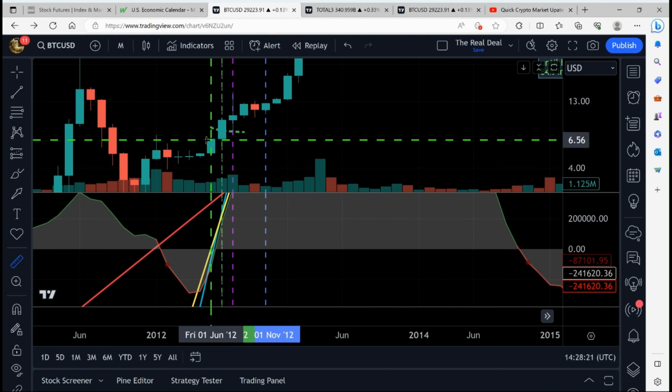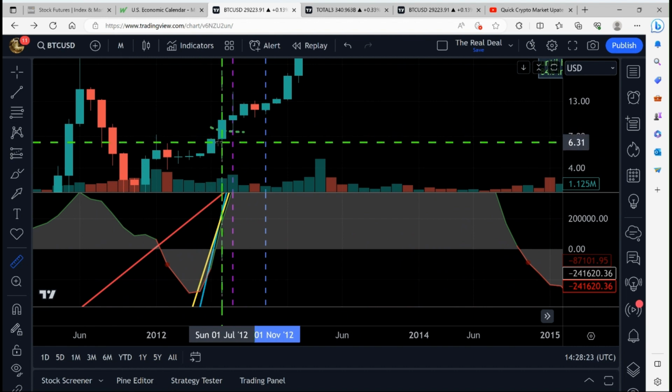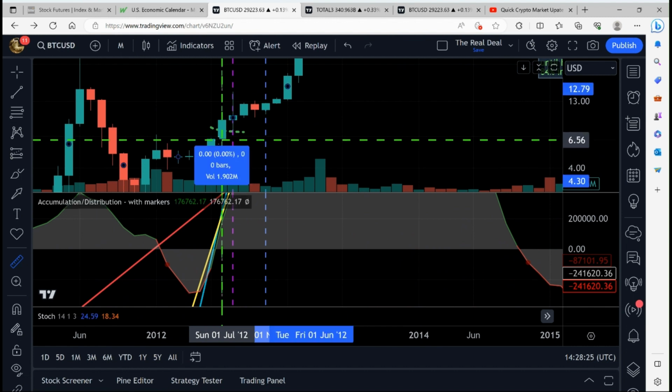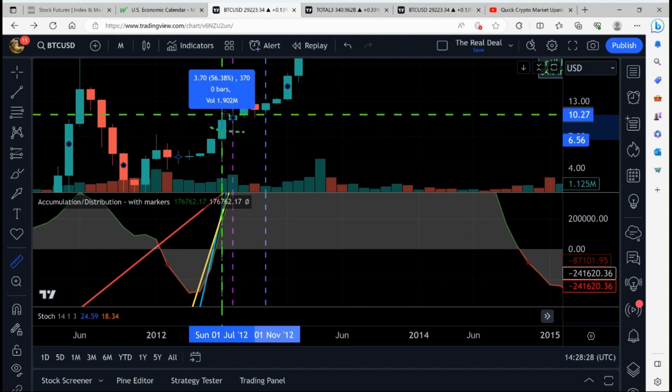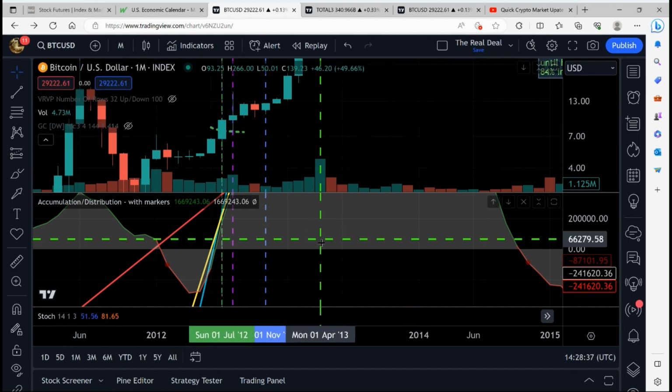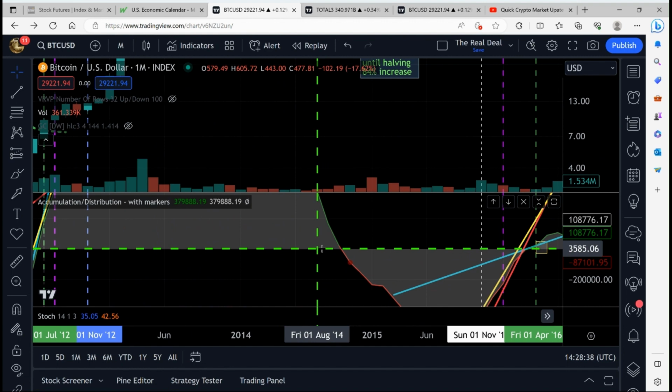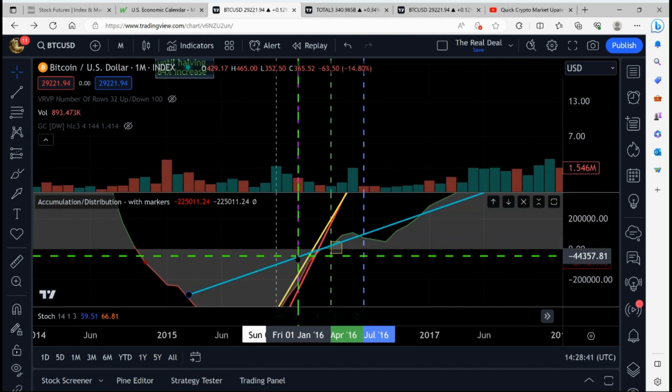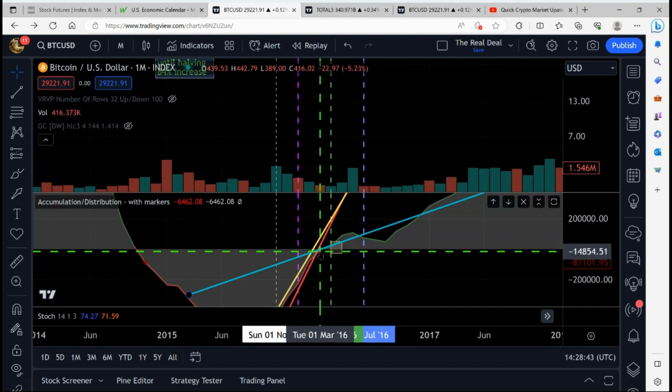in our green month, our green line happens to coincide with their move through the top of the Gaussian channel here. The next 3 months after we cross through is a 90% gain in 2012. So, okay, let's go to where we crossed over here in 2016.